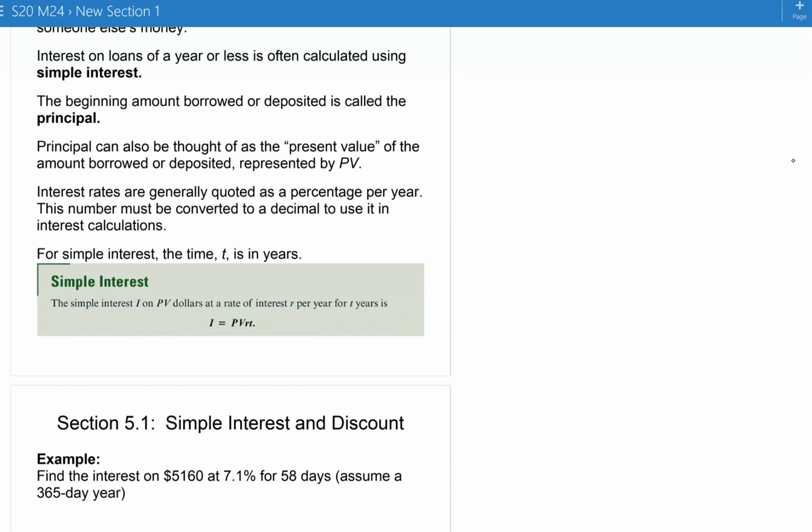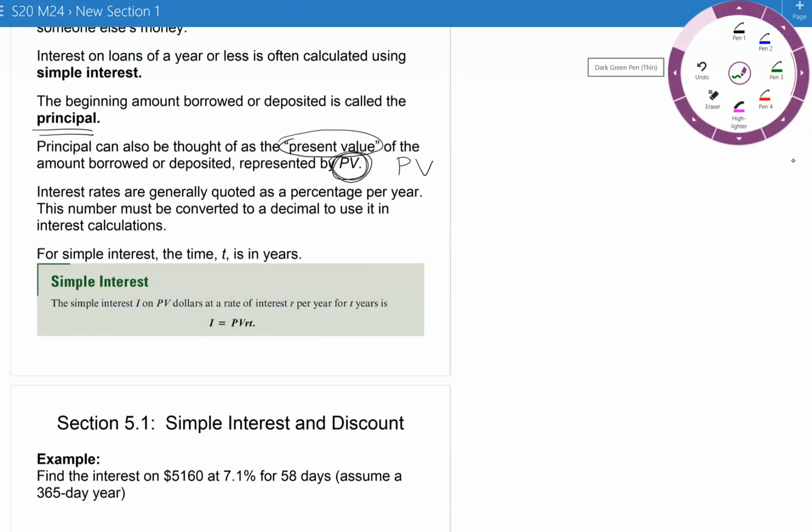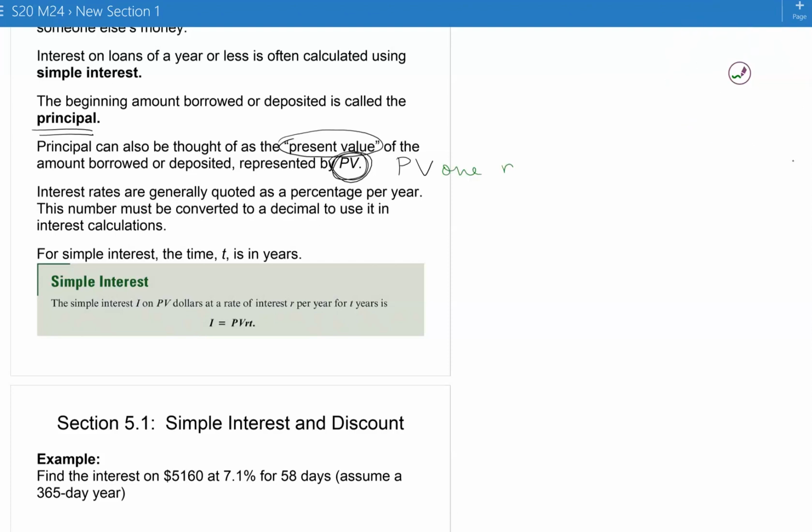The beginning amount borrowed or deposited is usually called the principal. And principal can also be thought of as present value. In fact, in your book, they use the symbol PV as present value. It's one number. So even though they're using 2 letters for it, it's a single number.